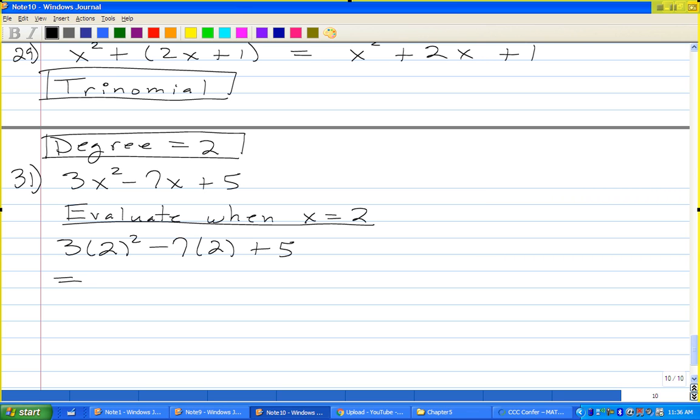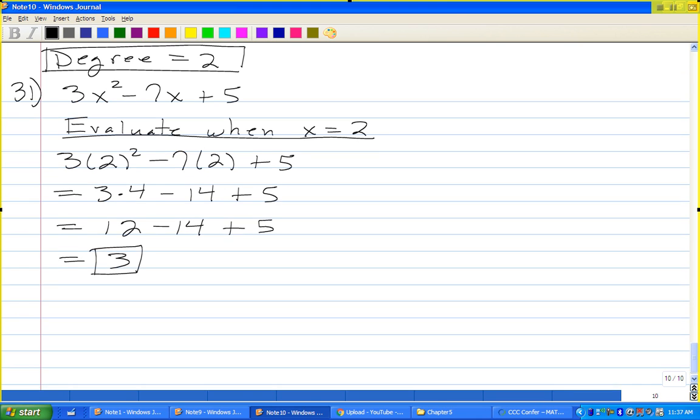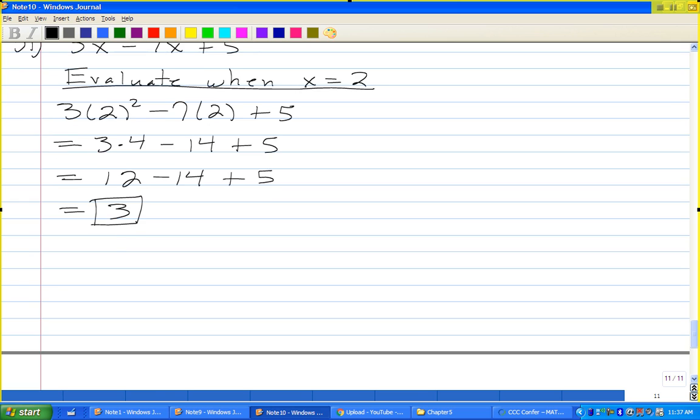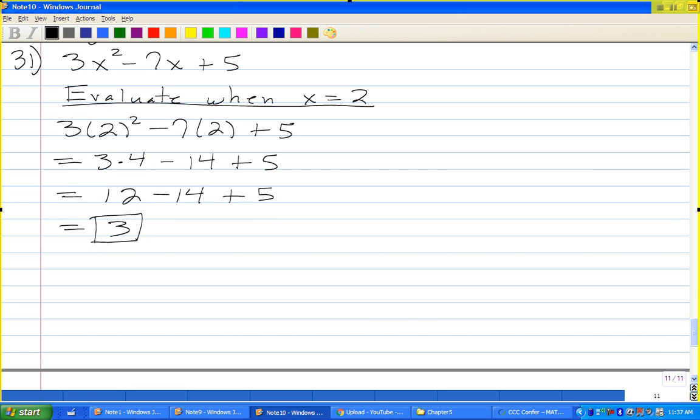Whenever you do a substitution, please put a parentheses around the object you are substituting into. 2 squared is 4. 7 times 2 is 14. 12 minus 14 plus 5 is 3. 12 plus 5 is 17, minus 14 is 3.